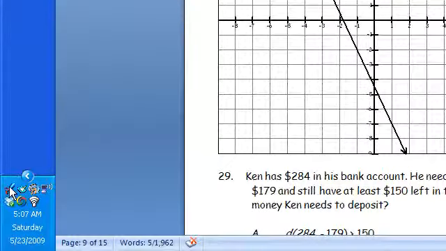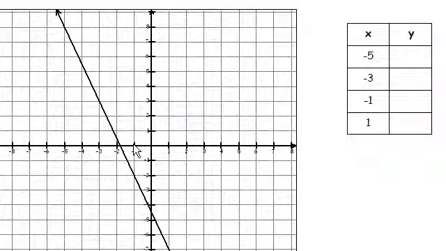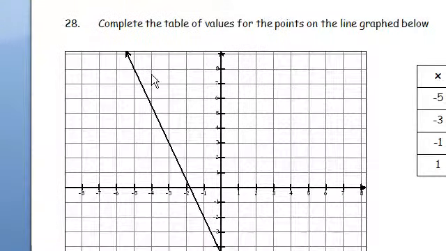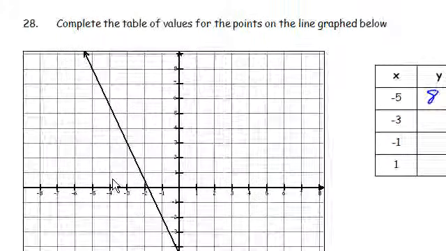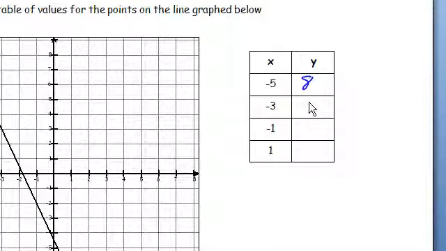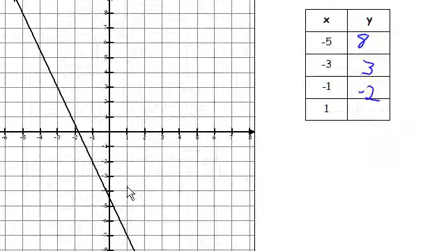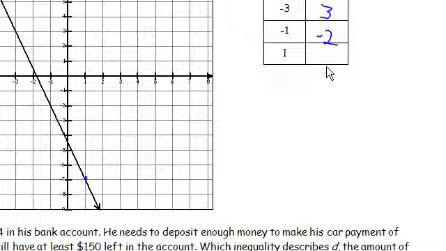Okay, complete the table of values. This asks you, can you read a graph? So when x equals -5, 1, 2, 3, 4, 5, 6, 7, 8. Y equals 8 at -3, at 1, 2, 3 it equals 3. At -1, it equals -2. And at 1, it equals -7.